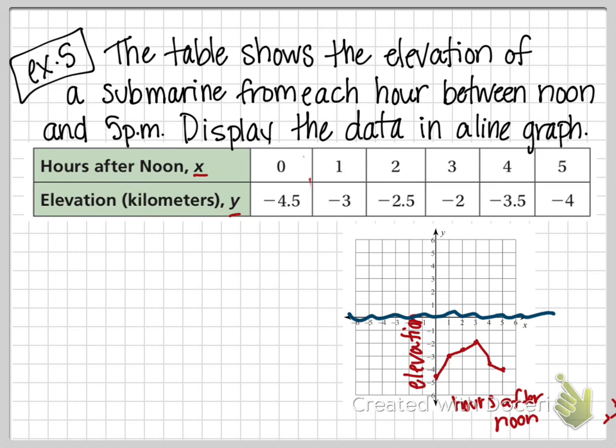What could you say, Sam? We're just going up first, and then it goes back down. And it's really slow. That's true. You're right. It's taking a long time. Good. So we can see the submarine rises and then it falls. We can see that it changes elevation over time. Okay? So that's just sort of what the graph helps us see is the movement of that submarine.